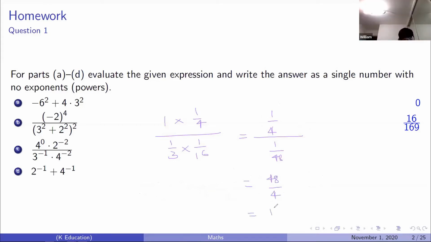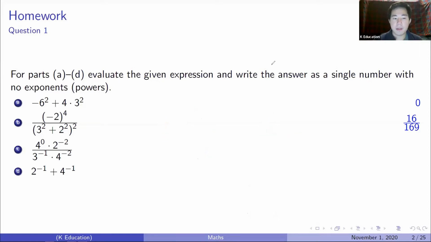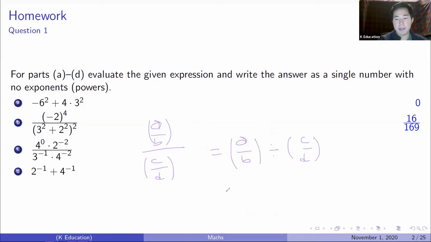Okay, so a lot of people were struggling with the fractions. a over b divided by c over d. Let me put some brackets to make it clear: a over b divided by c over d, and this is a over b times d over c. And so AD over BC.